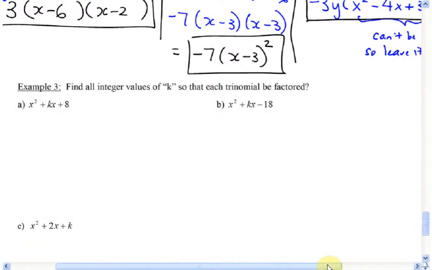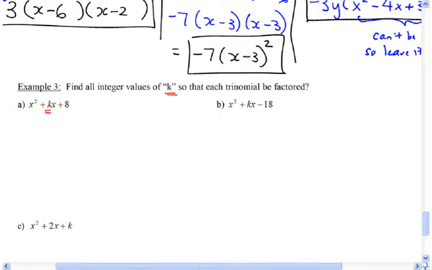Okay, these questions are a little bit odd. I'm going to just show you one, and hopefully you get the idea for the other ones. It says, find all the integers k so that each trinomial can be factored. You know how I just told you some of them can't be factored? Well, I'm telling you now, you tell me what values of k. So what would that number be in front of the x so that this thing can be factored?